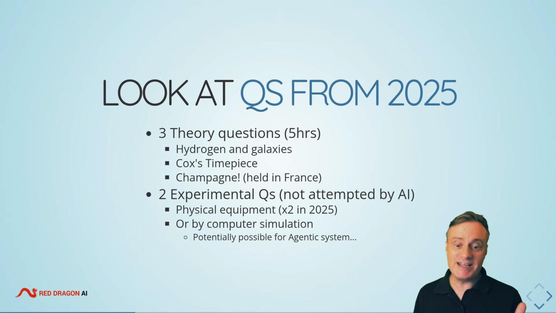They were about hydrogen and galaxies, a funky timepiece, and champagne. Now this competition this year was held in France, so I guess this is the French exam question. There were also 2 experimental questions which weren't attempted by the AI, kind of obviously. These used physical equipment where you'd actually peer at droplets of water or something like that. But they have in the past done computer simulation experiments which could be possible via an agentic system.